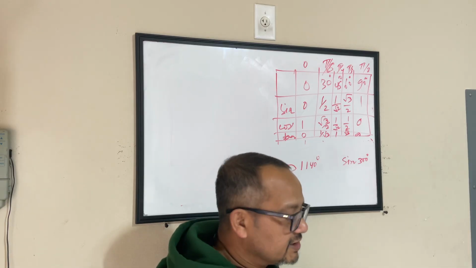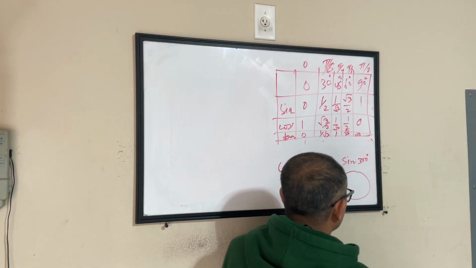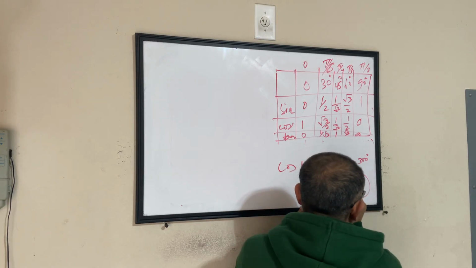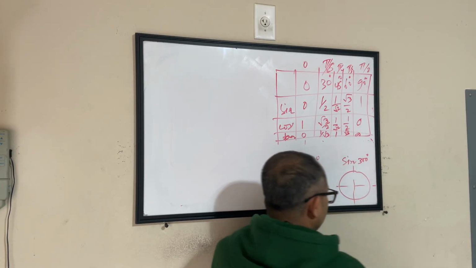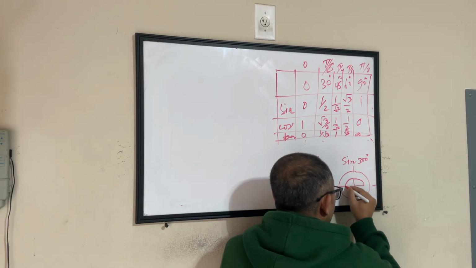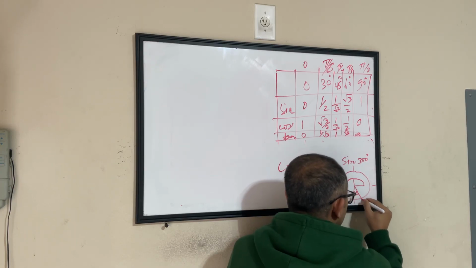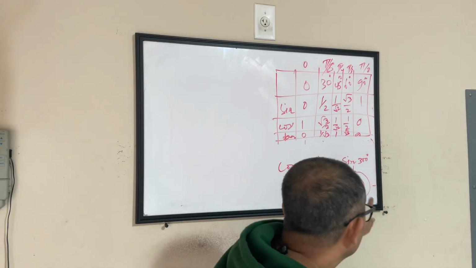So sine 300. I will again go in a very simple way. This is my unit circle. Sine 300, when we talk about how far we have traveled. This is 90. This is 90 makes it 180. And then 180 plus 90 makes it 270. And then I add 30 more. So this is 30 degrees. This is when I am making 300 degrees.